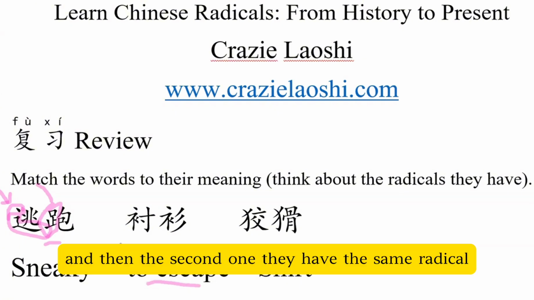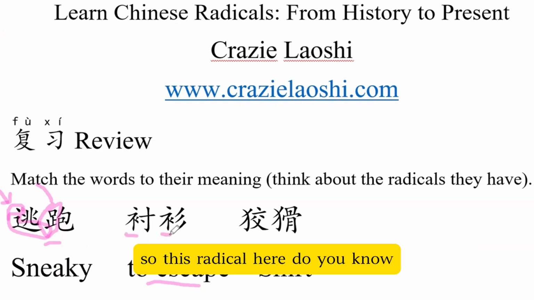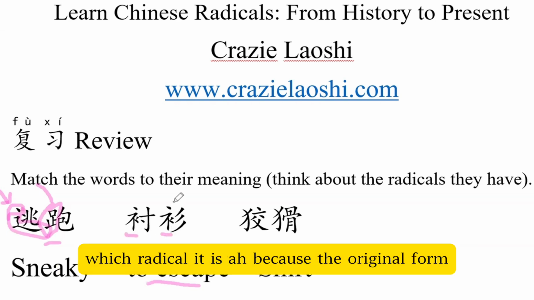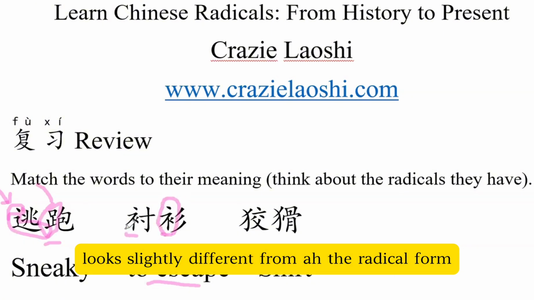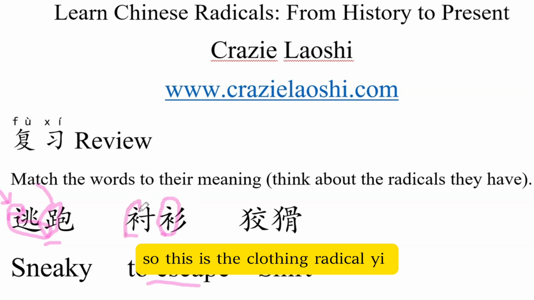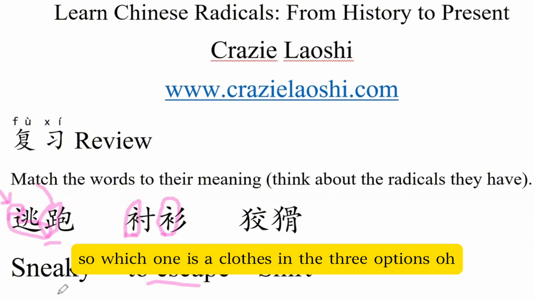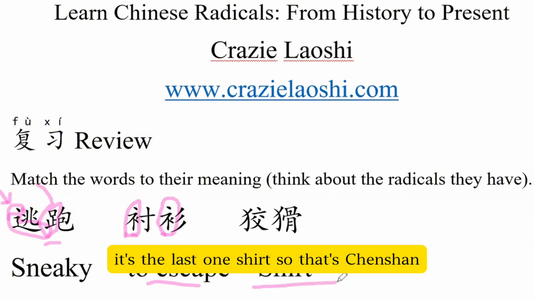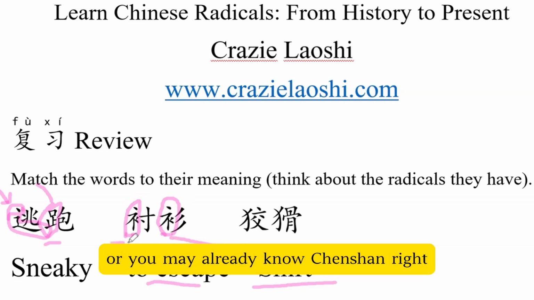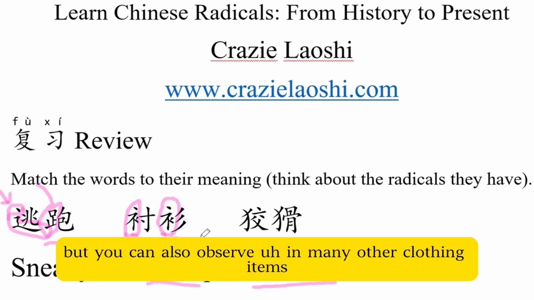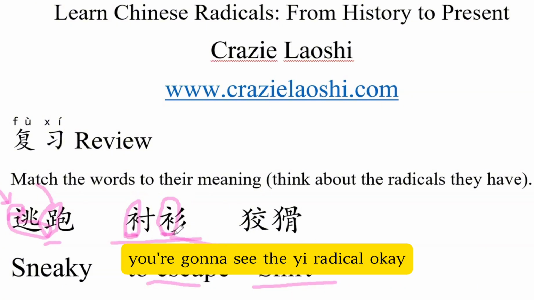All right. And then the second one, they have the same radical. So this radical here, do you know which radical it is? Because the original form looks slightly different from the radical form. So this is the clothing radical. So which one is a clothes in these three options? Oh, it's the last one, shirt. So that's 衬衫, 衬衫. Or you may already know 衬衫, right? But you can also observe in many other clothing items, you're going to see the 衣 radical, okay?